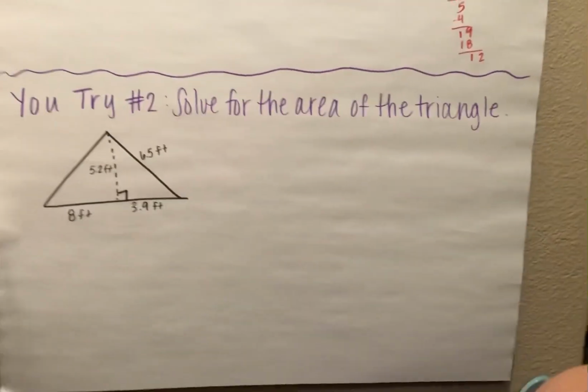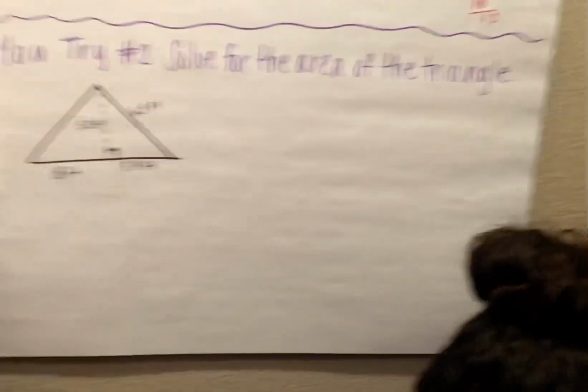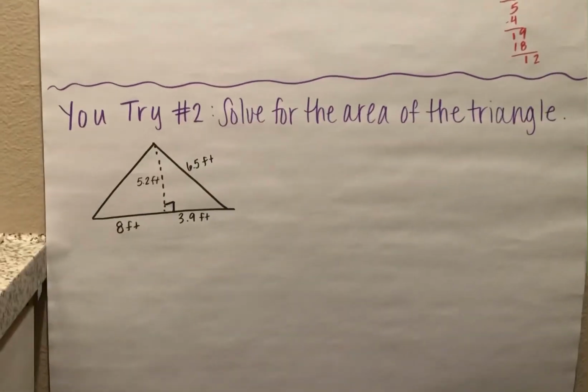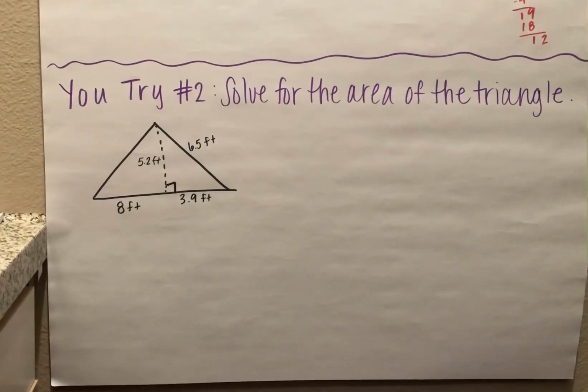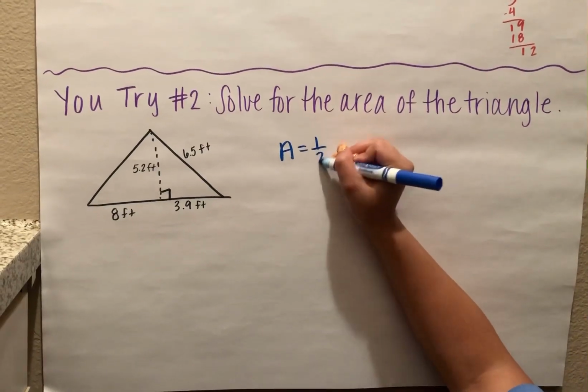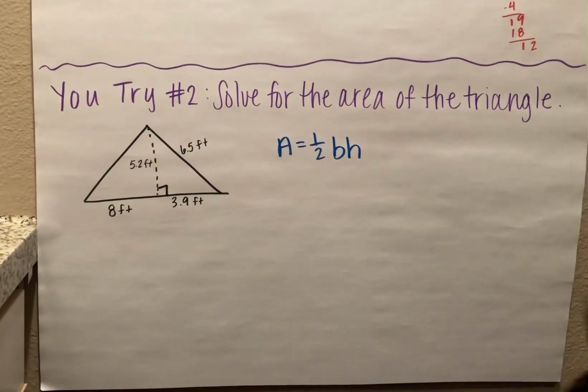Okay, so now we're going to review U-try number 2. Problem reads, solve for the area of the triangle. First, I need to ask myself, what formula do I need to solve for the area of the triangle? As discovered before, we can still use area equals half BH.